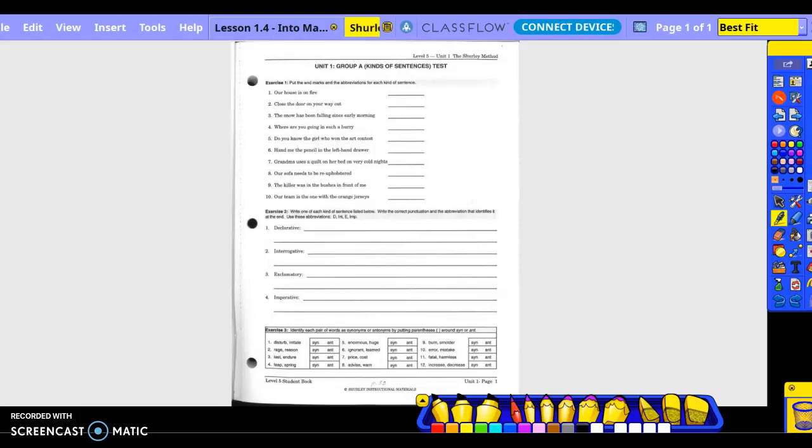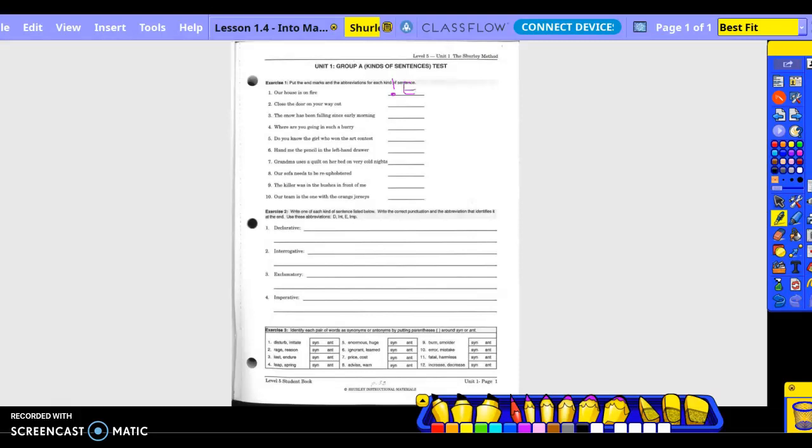Read Shurley method, page 1, exercise 1, and this will be part 1 of the recording. Put written marks in abbreviations for each kind of sentence. Our house is on fire. So would that just be a statement? Would you be excited? Would that be a question? Exclamatory. So we would put an exclamation mark and an E.